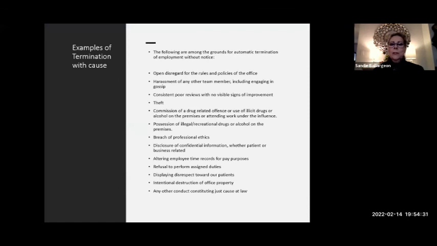Some examples of termination with cause, you can find this in either your state legislations or the Employment Standards Act. But things like open disregard for the rules of the office, harassment of any team member, that's a really important point in there. Consistent poor reviews, theft, commission of drug-related offense or use of illicit drugs or alcohol on the premises, or attending work under the influence of alcohol.